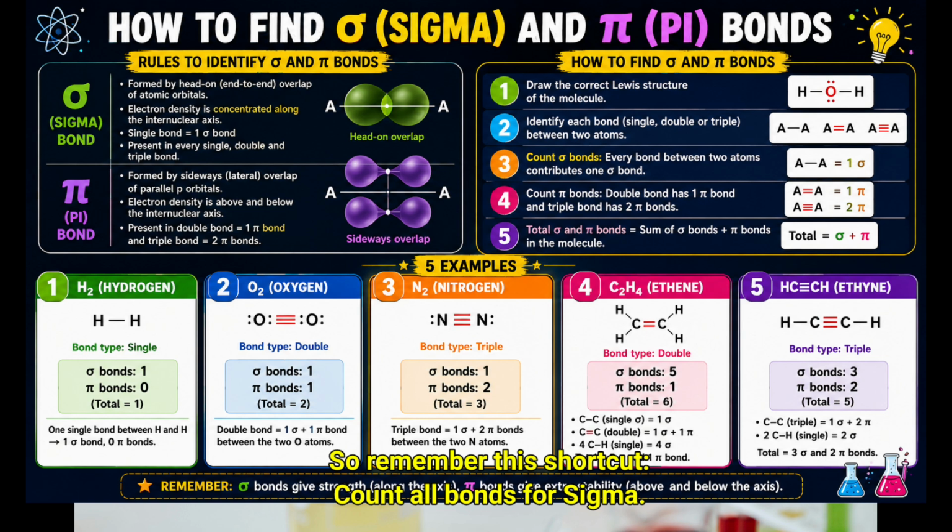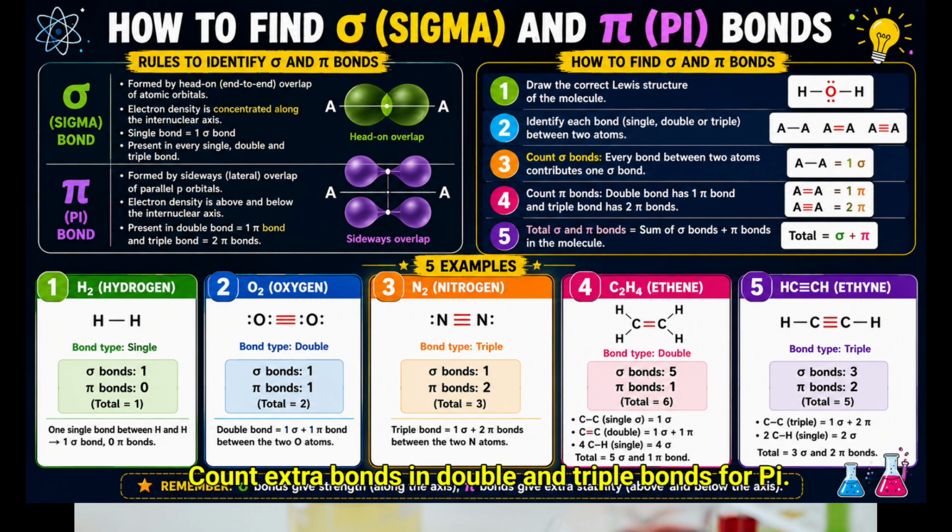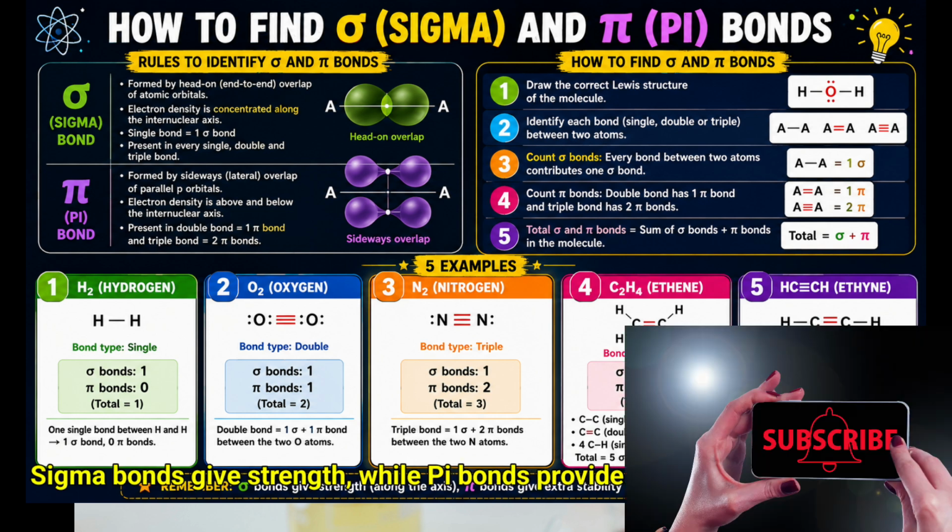So remember this shortcut. Count all bonds for sigma. Count extra bonds in double and triple bonds for pi. Sigma bonds give strength, while pi bonds provide extra bonding and stability.